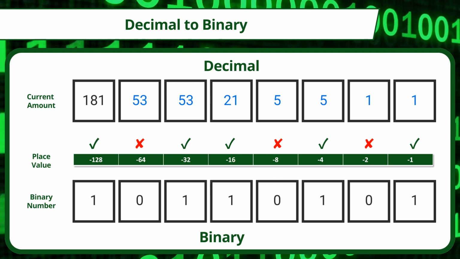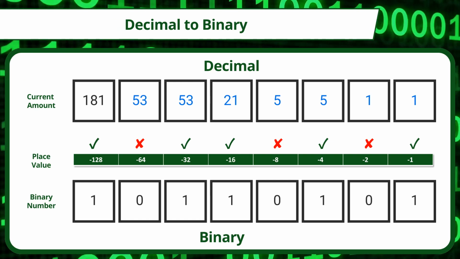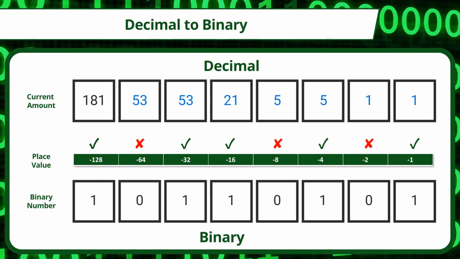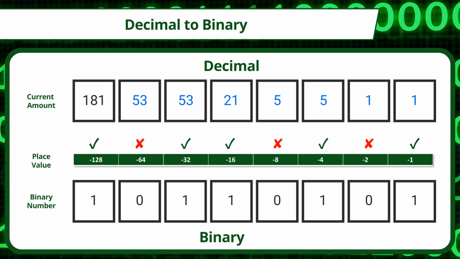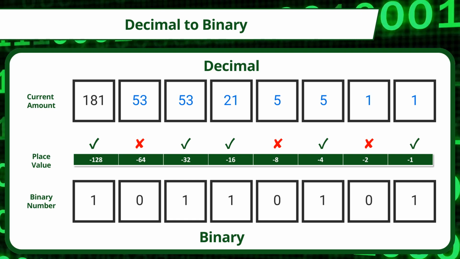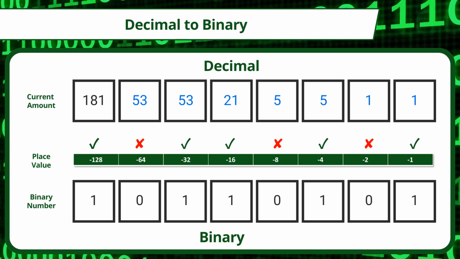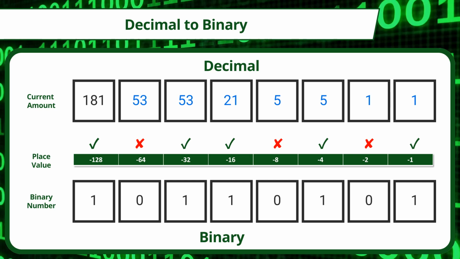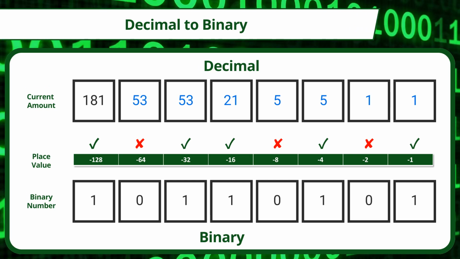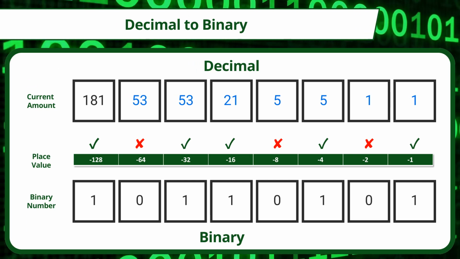So, when we put it all together, the binary number for 181 is 10110101. Each digit in that binary number came from a simple comparison and subtraction, one column at a time, until we worked our way through all 8 bits. That's the power of the subtraction method. It is clear, predictable, and easy to repeat once you get the hang of it.